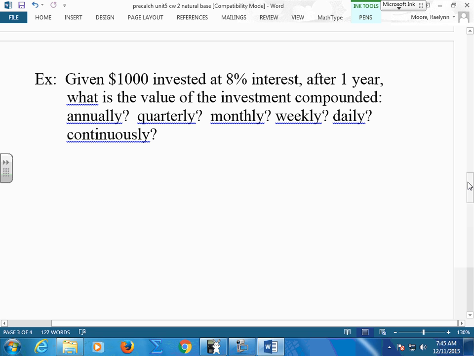So you're given $1,000. This is what you invest. This is your principal. You invested at 8%. There's your rate. After 1 year, this is your time. What is the value of my investment compounded on all these different ways? So we're going to take a look at why are they different. So we have an invested amount of 1,000.